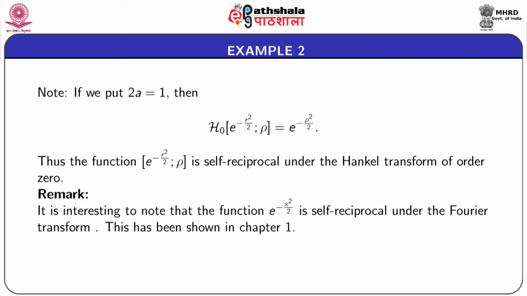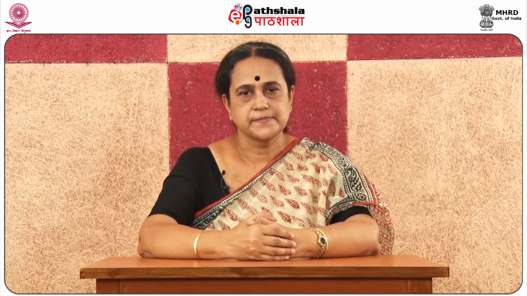And it is interesting to note that the function e to the power minus x square by 2 is self reciprocal under Fourier transform, and this was shown in chapter 6 where we have done Fourier transform. So far we have found the Hankel transform of order 0 of some functions. We shall consider a few more examples.